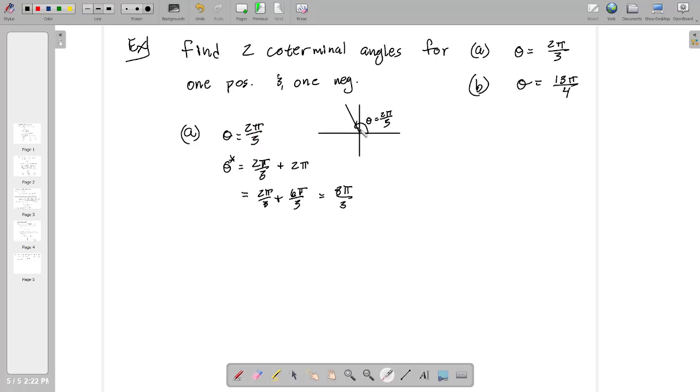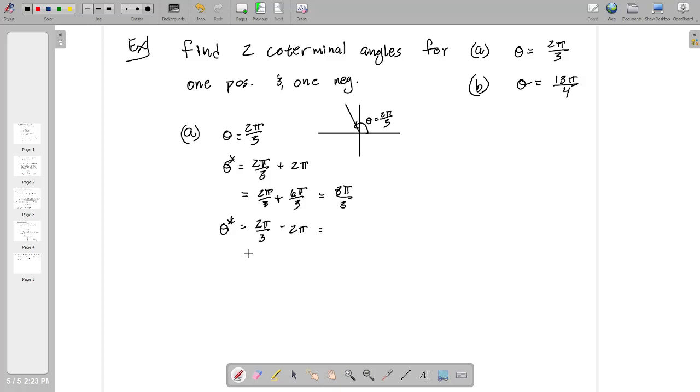Suppose instead that I wanted a negative angle that's also coterminal. So I found a positive angle that's coterminal. I want to find a negative one as well. So I rotate again 2 pi over 3, but this time I'm going to go one full revolution in the opposite direction, in the negative direction, clockwise. So we go 2 pi over 3 and then subtract 2 pi because that's one full revolution. So in this case, we would have theta star is equal to 2 pi over 3 minus 2 pi.